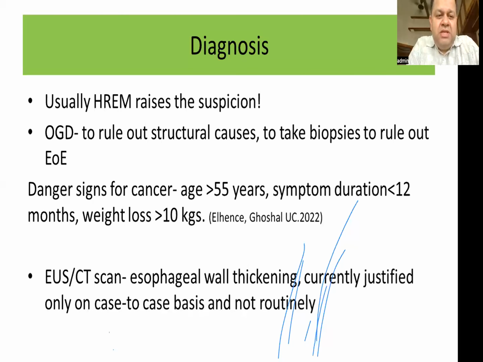So the diagnosis is basically based on manometry. It's usually the manometry that alerts us to the suspicion of a diagnosis of EGJ outflow obstruction. In all these patients who are undergoing a manometry, most would have had an upper GI endoscopy. In upper GI endoscopy, we should look for structural causes. And if there are no structural causes, but the patient is presenting with a history of dysphagia, we should take biopsies to rule out eosinophilic esophagitis.